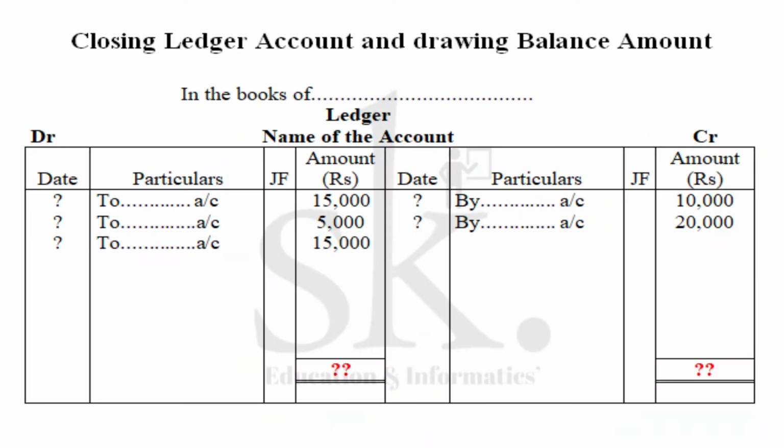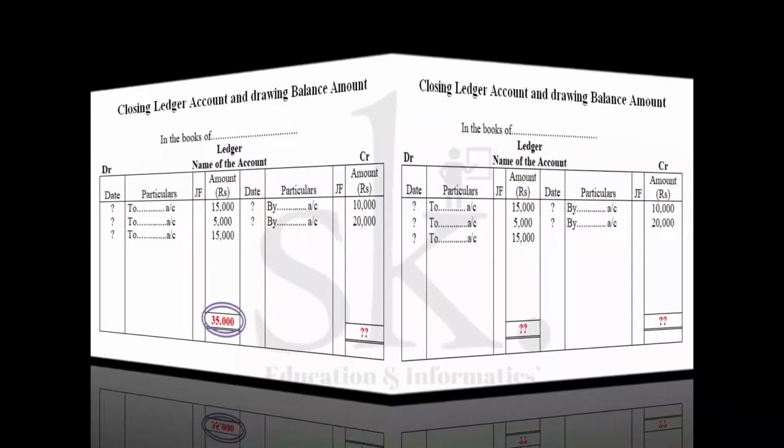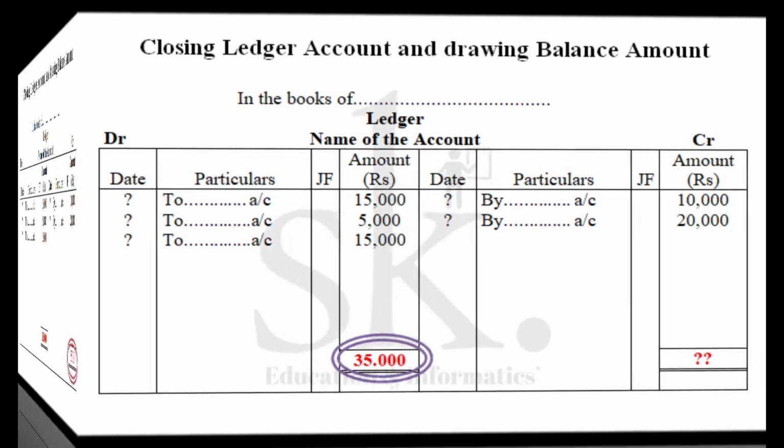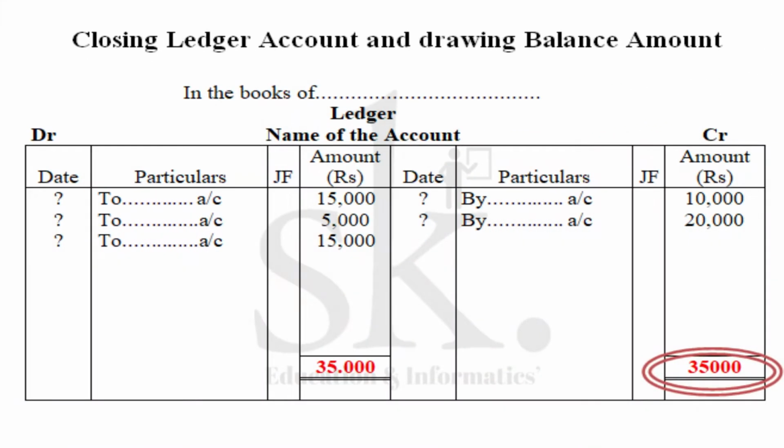Now step 1 is to understand the total of the debit and the credit column, and we require to check which side is more. Now we see that the debit column is 35,000 where the credit column is 30,000, which means to say that the debit side is higher compared to the credit side. Therefore, as per the rule, we require to write the same total on the credit side.